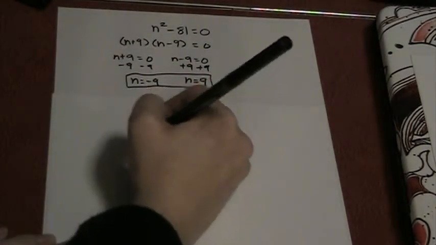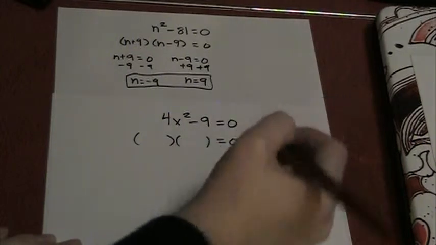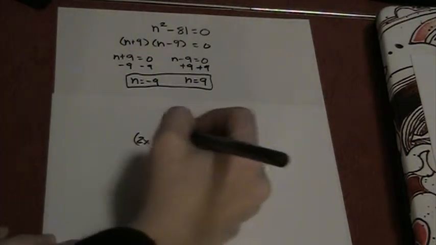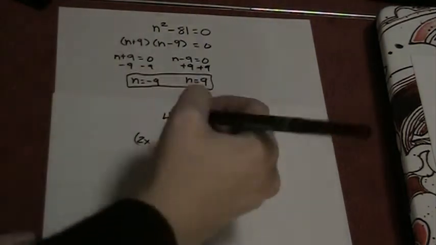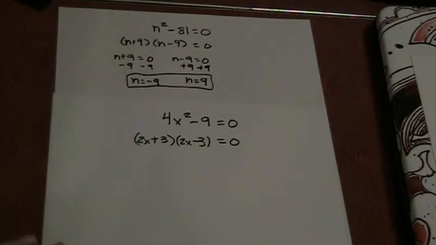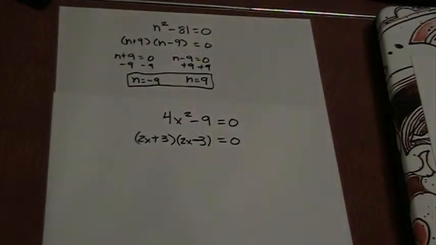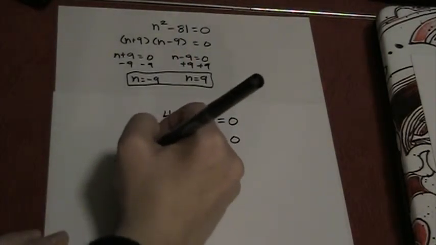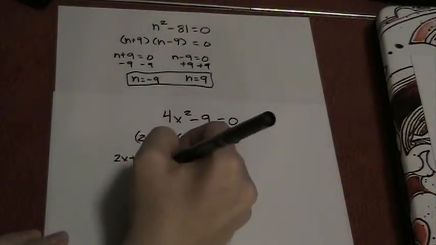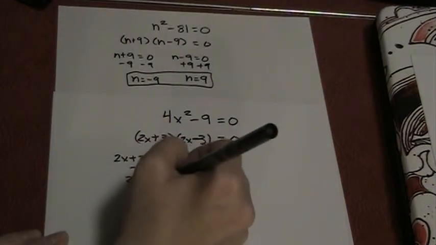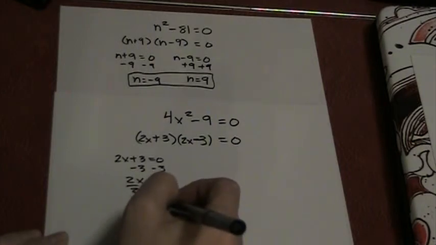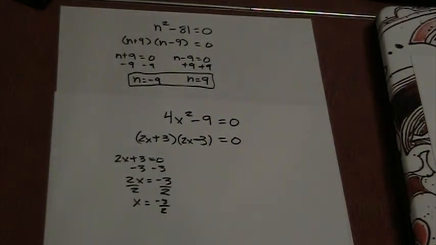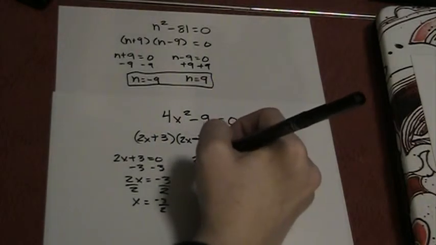I still create my two sets of parentheses, take the square root of the first term, the square root of the second term, and then include a plus and a minus. And so all that would happen here is my answers would be fractions, because if I do 2x plus 3 equals 0, subtract 3, you get 2x equals negative 3, and then divide by 2, x would equal negative 3 over 2. So it's just a fraction, nothing to be nervous about.